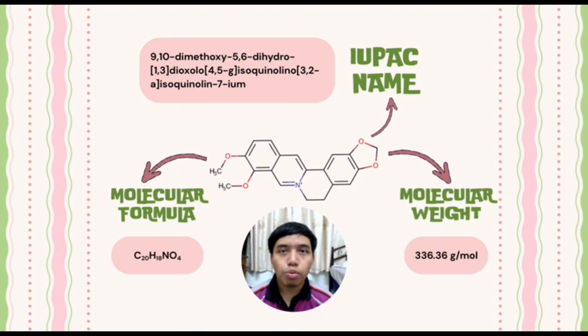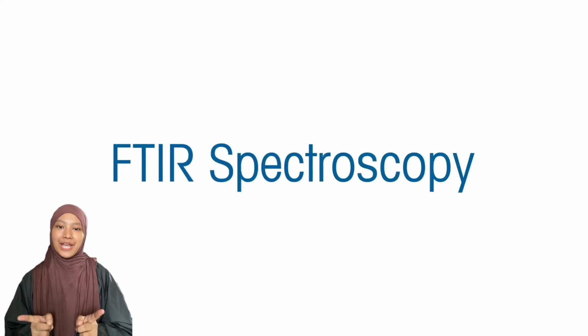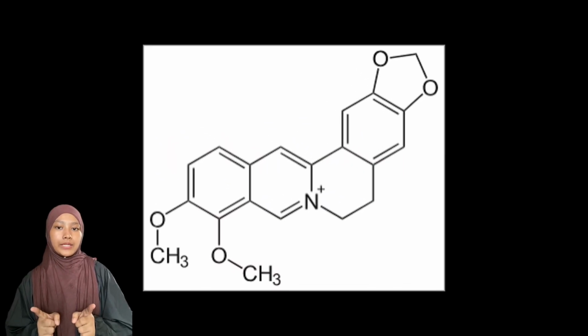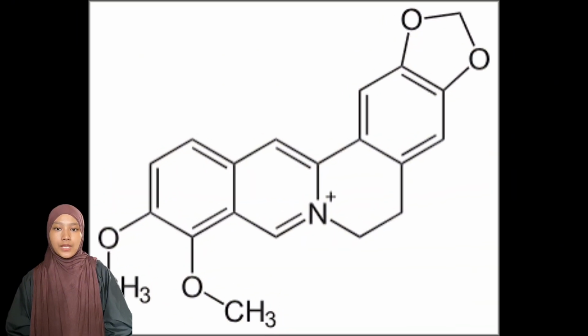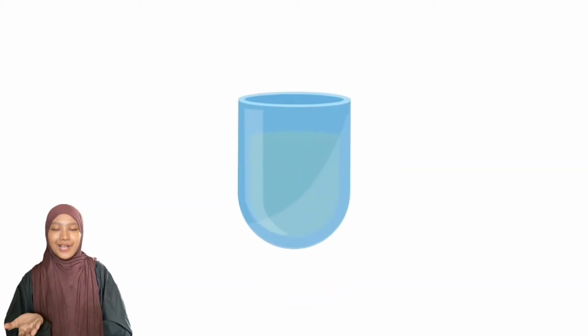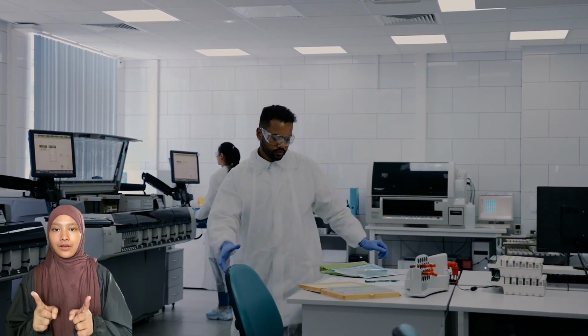Next, we move into the spectroscopy of berberine. Assalamualaikum and hello everyone. Today I will explain how FTIR is used to identify functional groups in berberine. Before we analyze the spectrum, I'd like to ask a question. Have you ever wondered how chemists can identify a compound without actually seeing the molecules? One of the techniques we use is Fourier transform infrared spectroscopy, or FTIR.